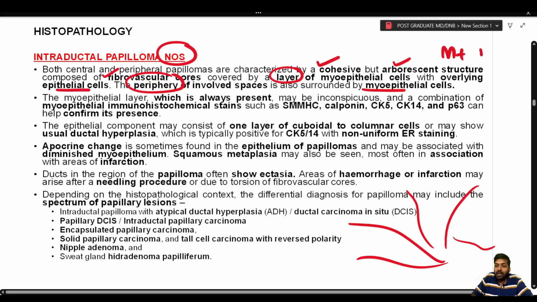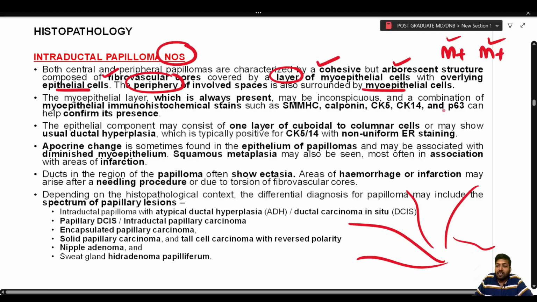So it is M plus M plus. So the lesion is positive for myoepithelial cells. The periphery is also positive. Okay, so it is a benign lesion. So the myoepithelial cell, which is always present, may be inconspicuous in certain lesions, and therefore in that case we are using a combination of myoepithelial markers.